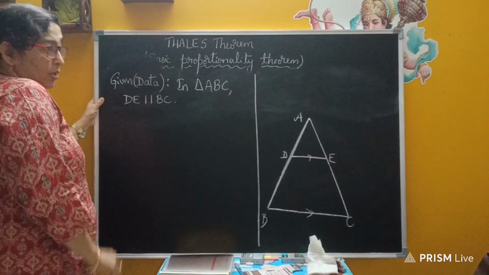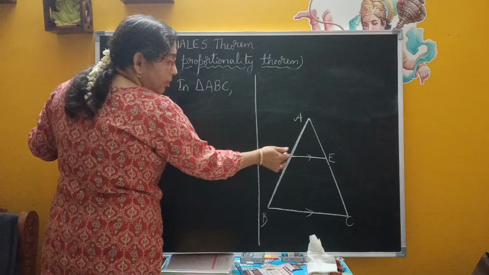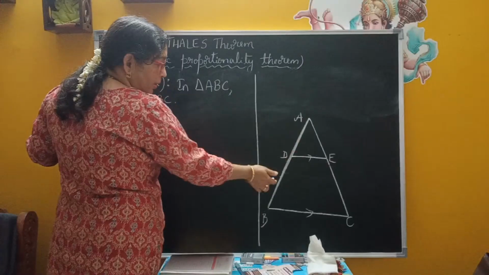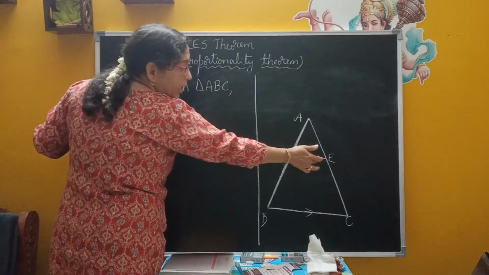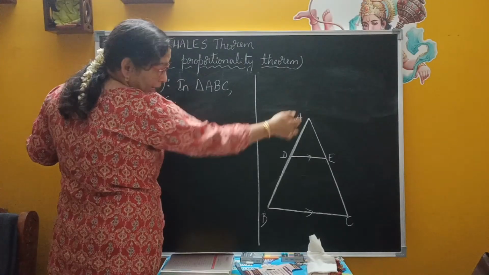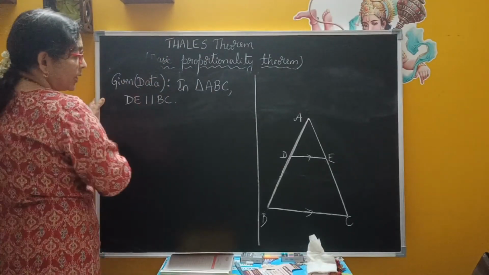And how are they? How is the line? They are parallel. And one more thing is given. What is that? That D and E are two distinct points where they intersect the sides of the triangle AB and AC. Okay, let us write that also.